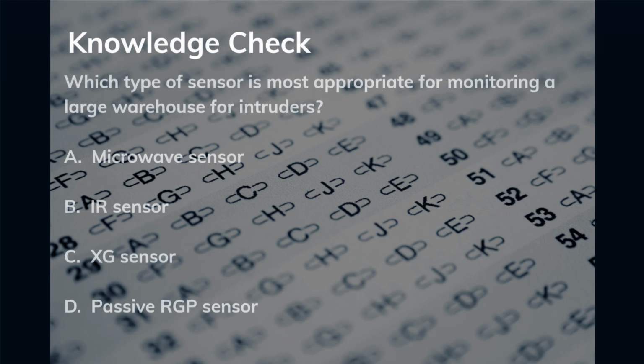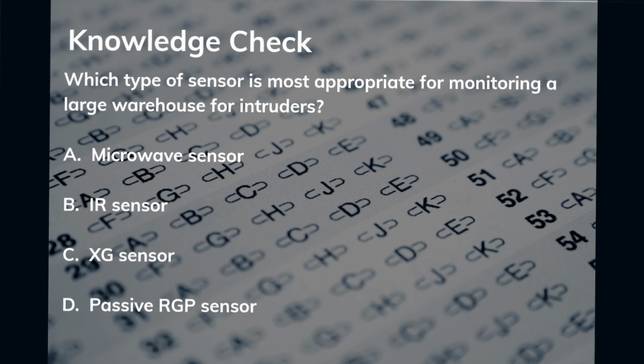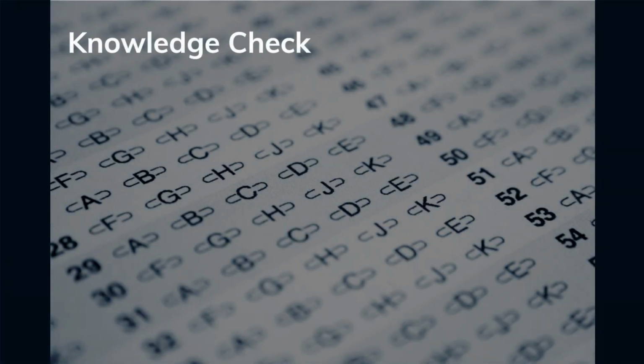Knowledge check. Which type of sensor is most appropriate for monitoring a large warehouse for intruders? A. Microwave sensor. B. IR sensor. C. XG sensor. D. Passive RGP sensor. The correct answer is a microwave sensor.